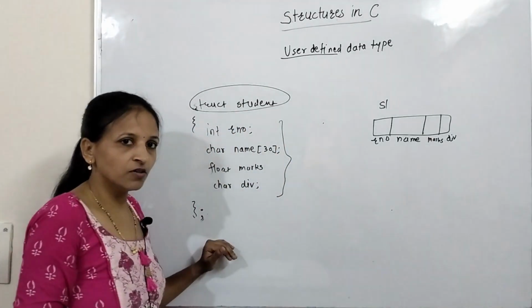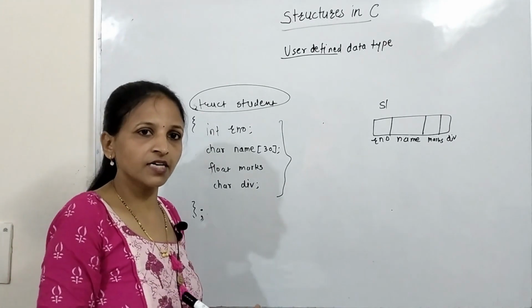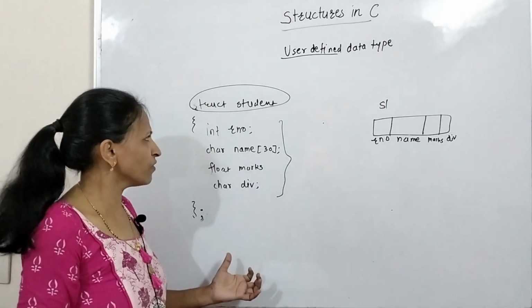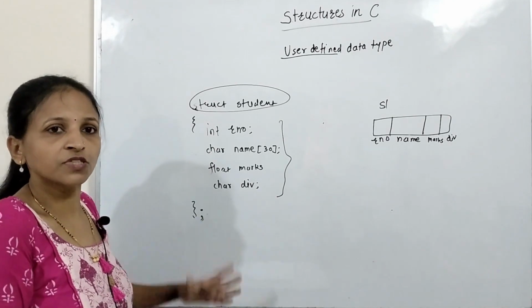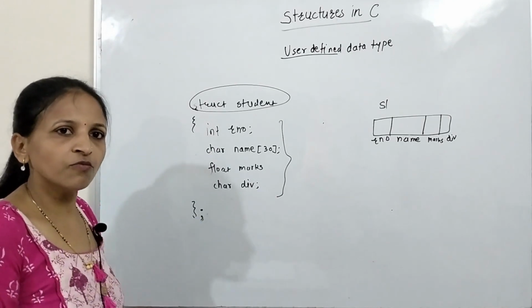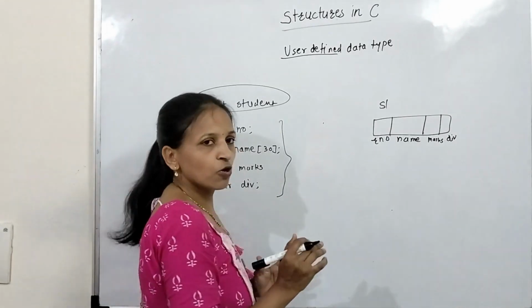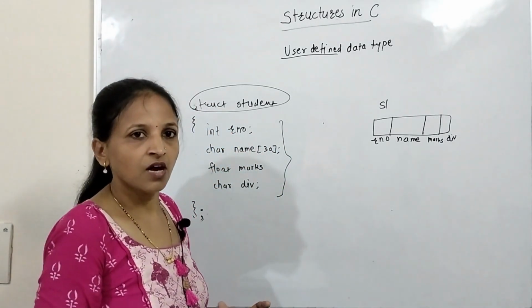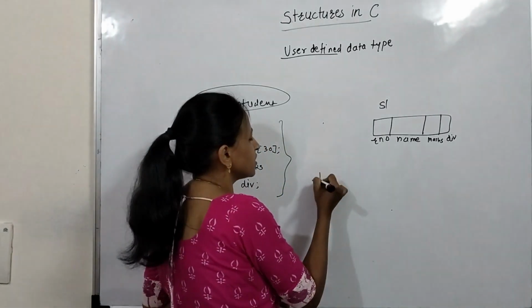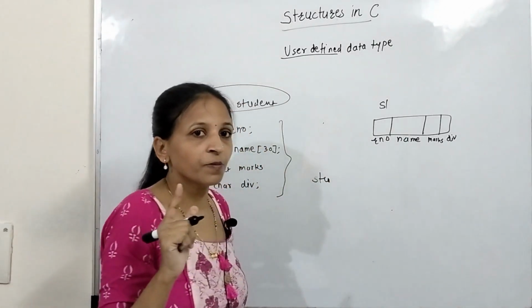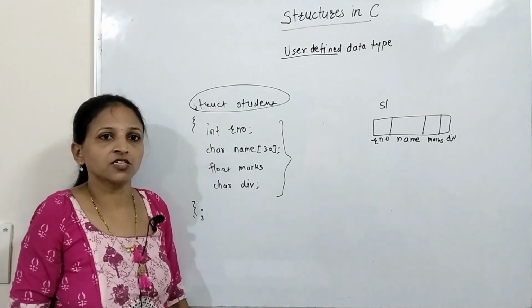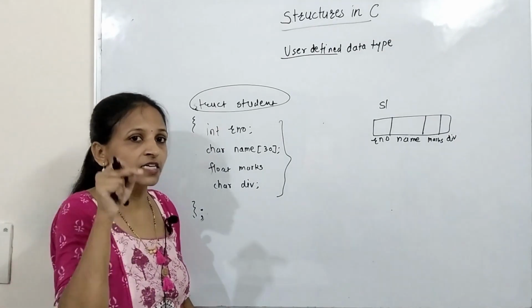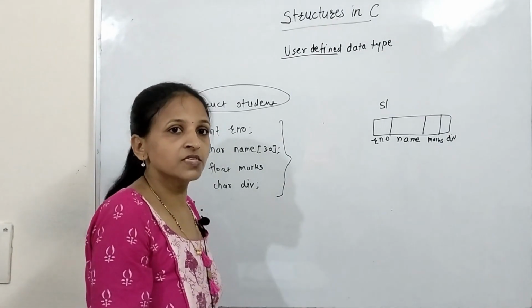See, normally we create a variable like this: we write the data type and then the variable name. In the same way we can create a variable of this type. This is a user defined data type. In the same way we can create a variable of this student structure. How? We have to write the struct keyword, but it is always compulsory, keep in mind. Every time wherever you are creating a variable of that structure, you have to write that struct keyword, compulsory.